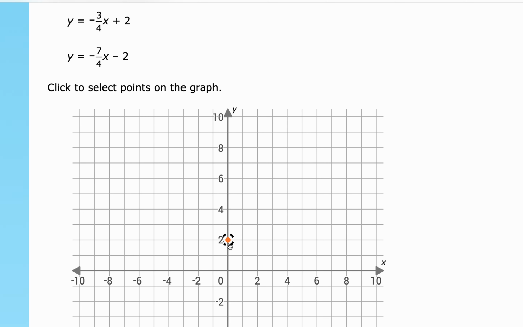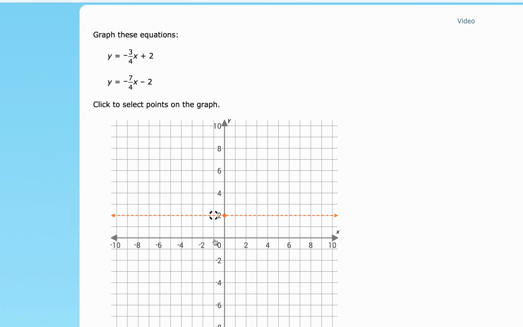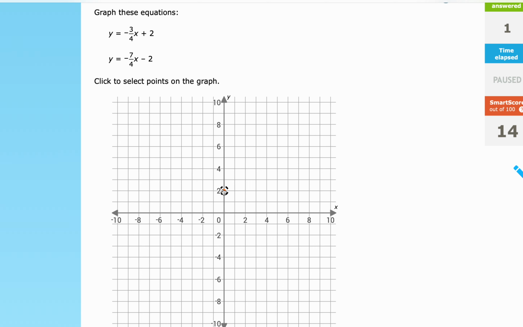And since the slope is negative, it always goes down. So it'll be minus 3 over 4x plus 2. What we can do is go down 3, which will take us to negative 1. And since this is 4, we go forward 4. So it's like we go right 4.